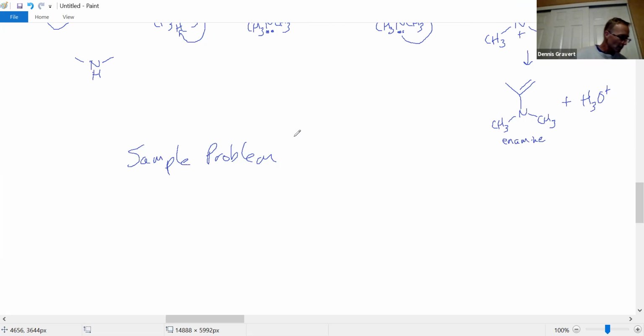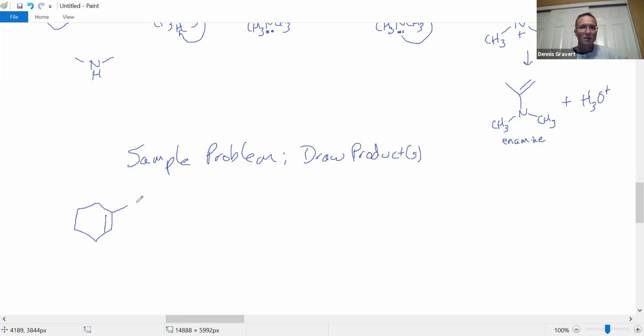Let's draw the products. So if we have this molecule, that's a legal question to ask on the exam. I should have started with one other one, but nope, we're good. We can figure this one out.